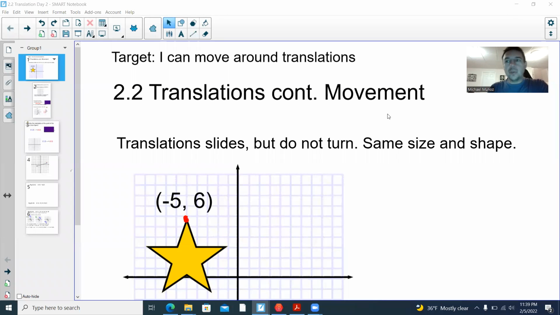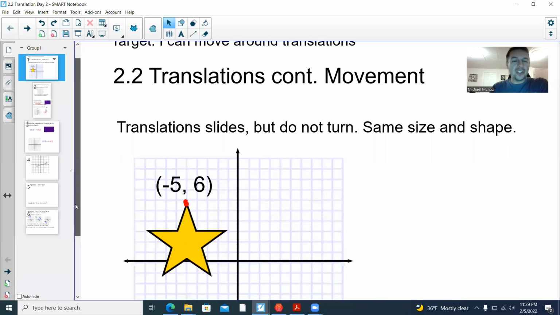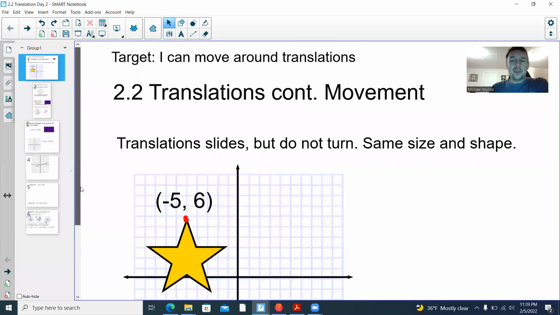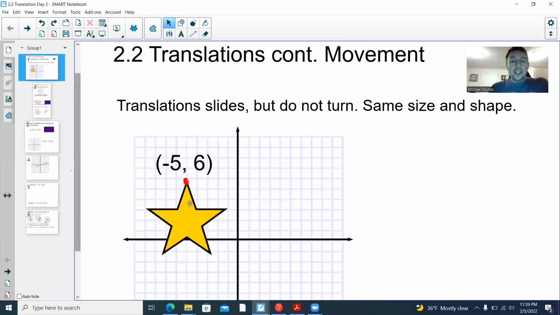Hi class, today we're going to continue with translations. We went a little bit into it, but we're just going to continue on with that. So remember, translation is a movement. Our whole chapter is about movements, and translation's the most basic one, and that's just where it's going to slide.